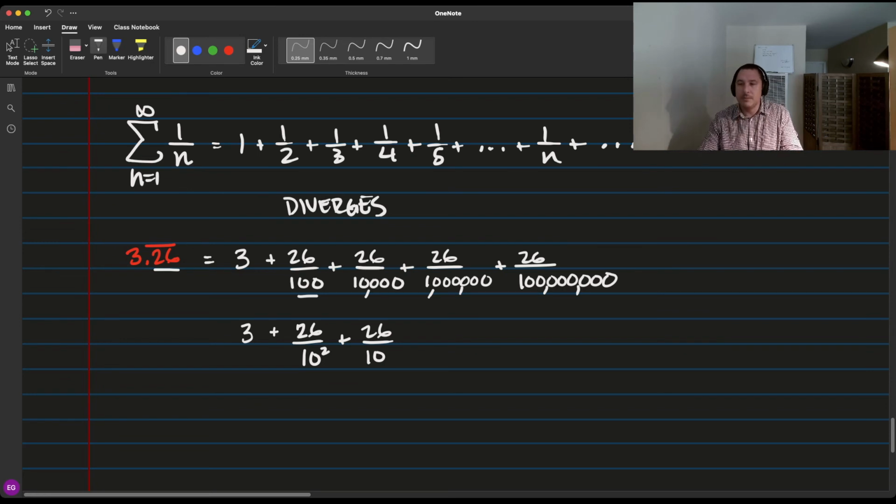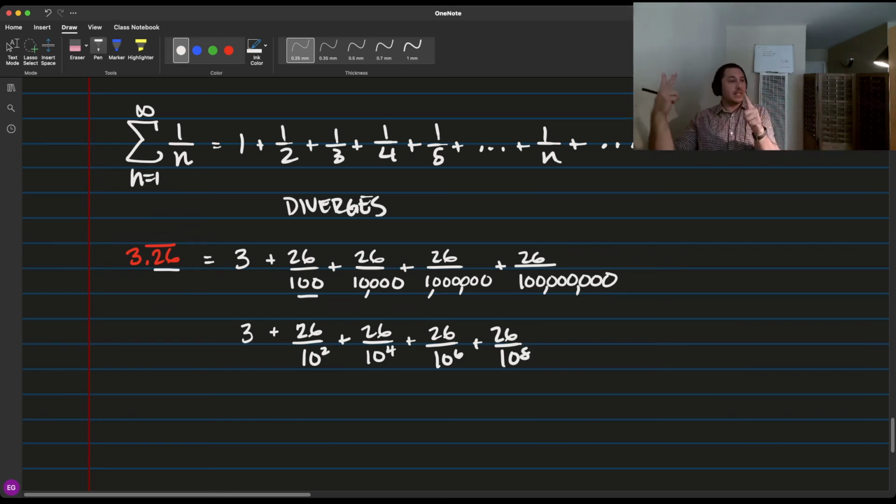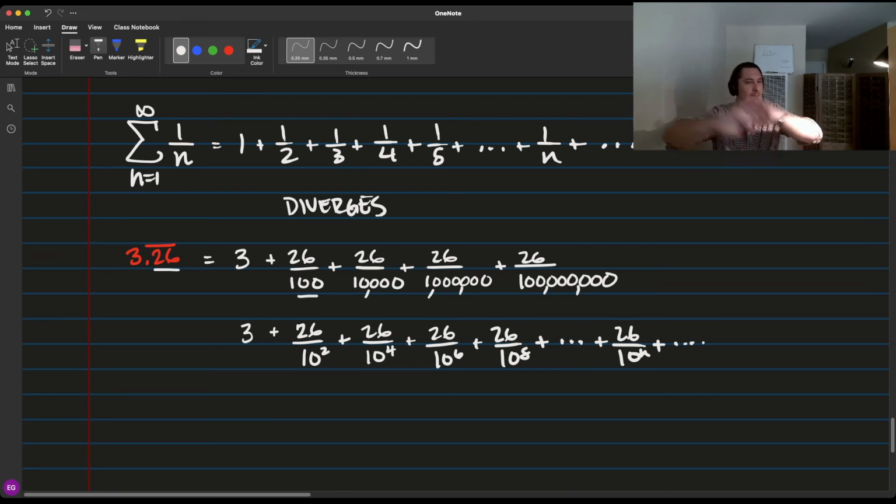No, 100 million. But what you notice is it's 26 over 10 squared plus 26 over 10 to the 4th plus 26 over 10 to the 6th plus 26 over 10 to the 8th. Notice the power of 10 each time is getting bigger by 2 because you're moving over 2 decimal places, right? Each time it's 0.26, 26, 26, 26. Plus dot, dot, dot, this will be 26 over 10 to the n plus dot, dot, dot, right? It keeps going forever and ever and ever. So you can forget about the 3 for a second and just look at this part. It's going to be 3 plus some sum.